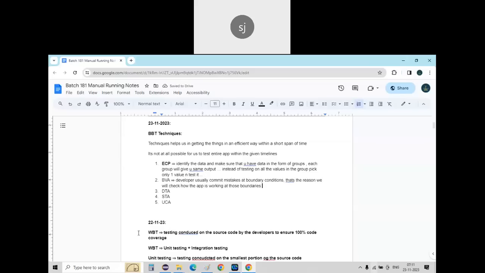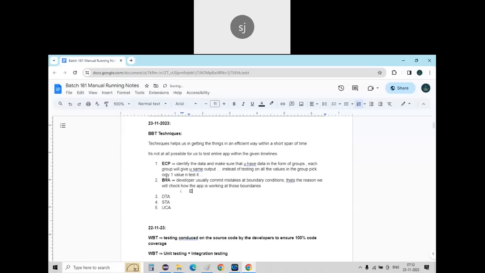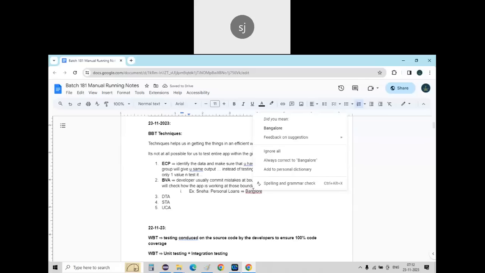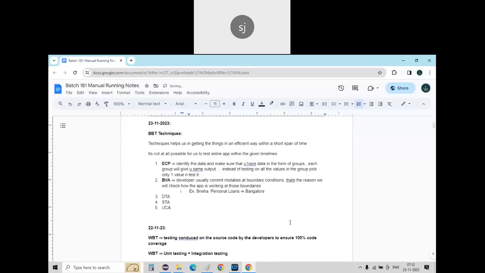Surendra, can you please elaborate more on this one with a simple example? Yes, let us see with a simple example here. Consider that we have a Sneha and she wants to create a website, and using that website they will offer personal loans. She wants to give personal loans only to the people who are staying in Bangalore city, only for this city's people.